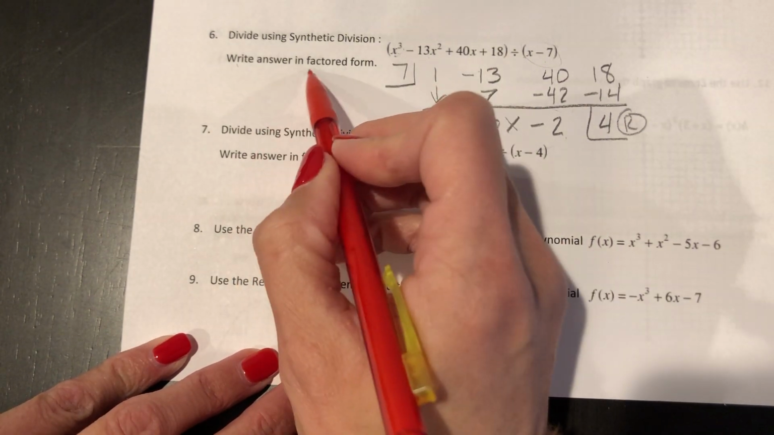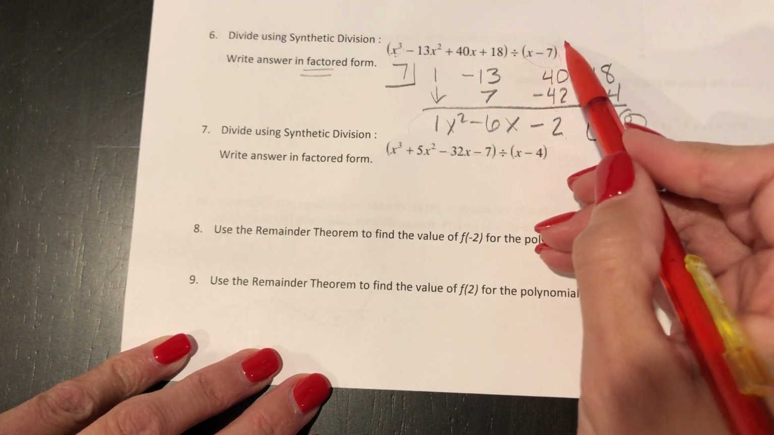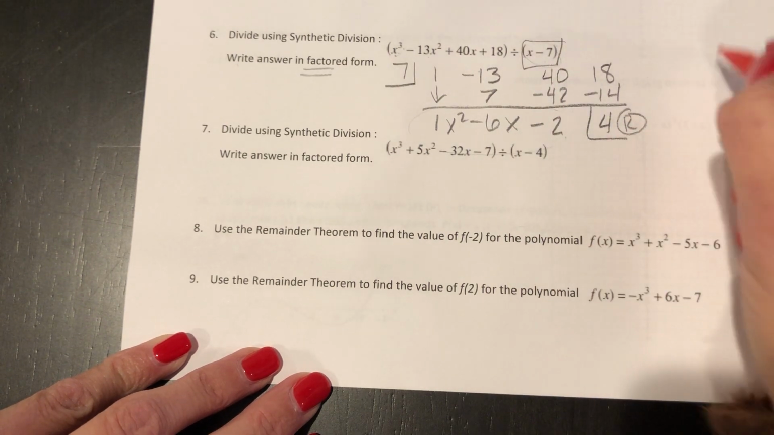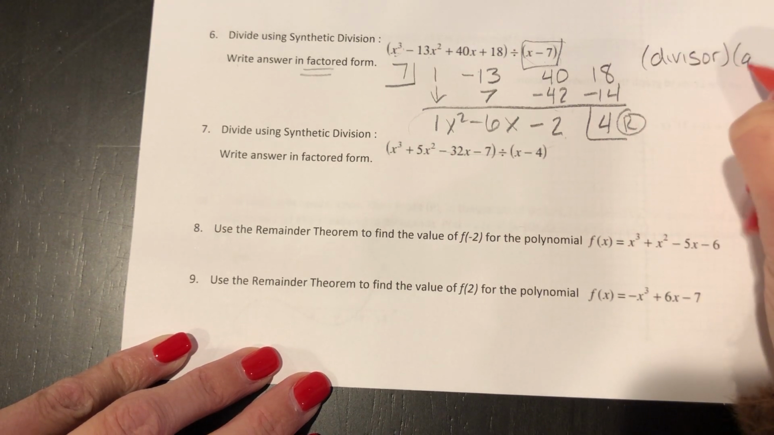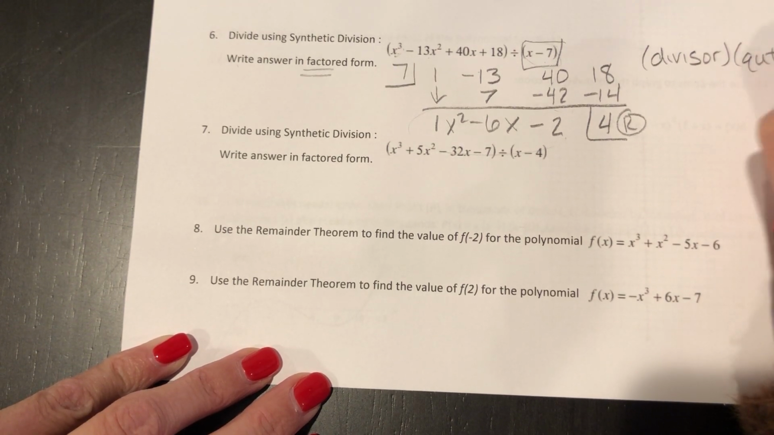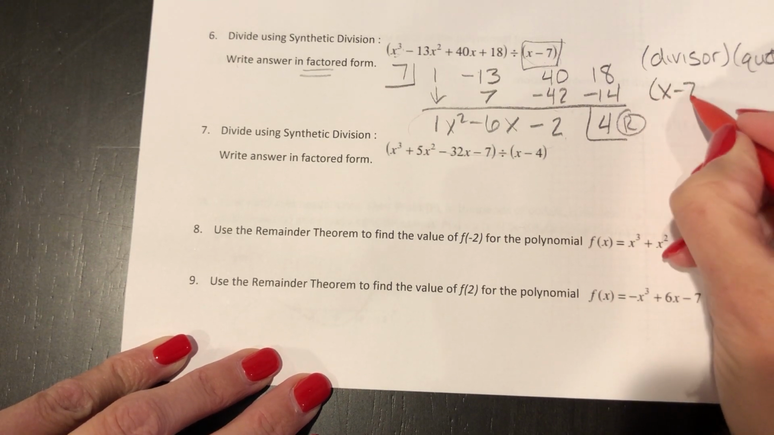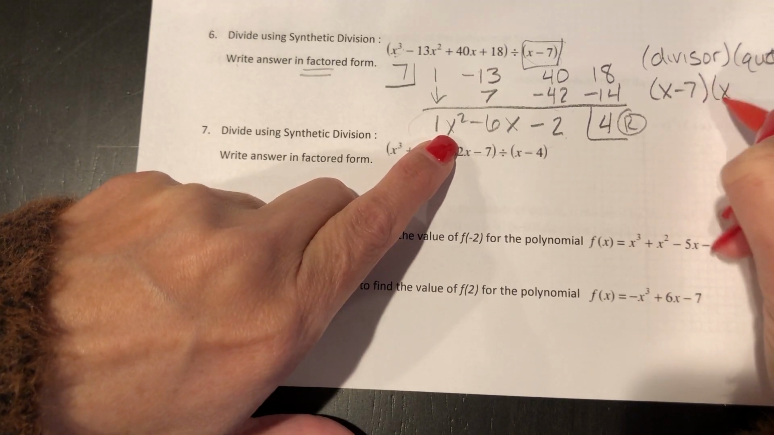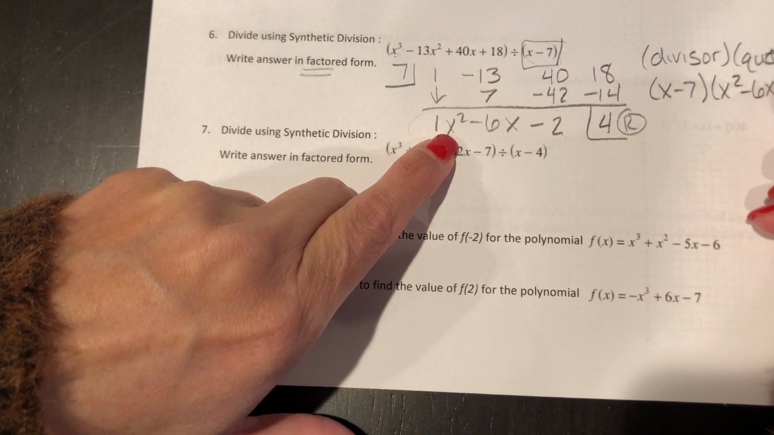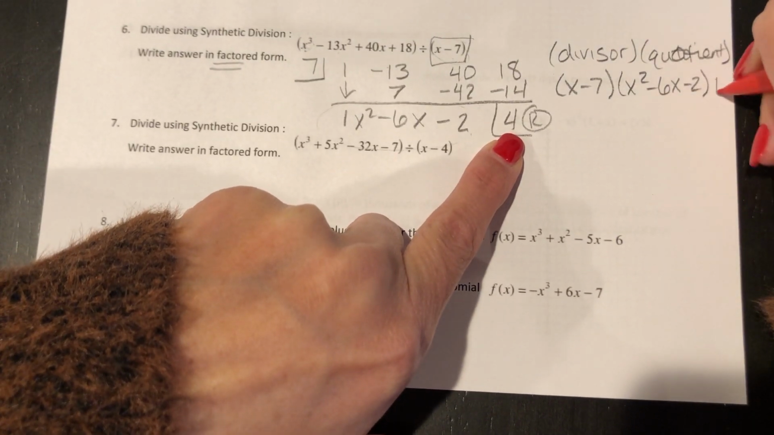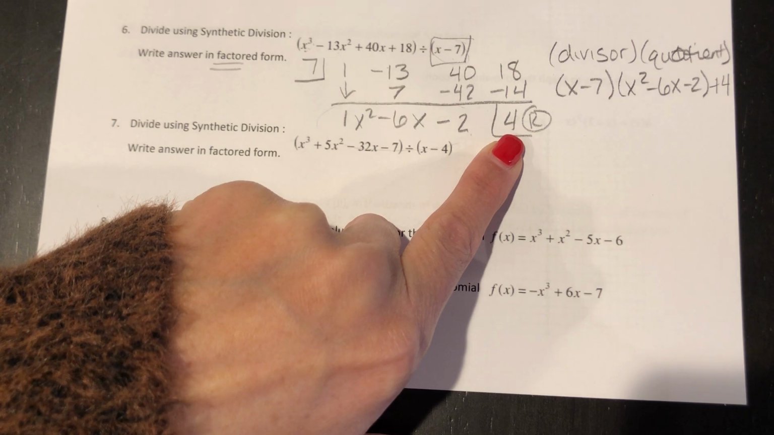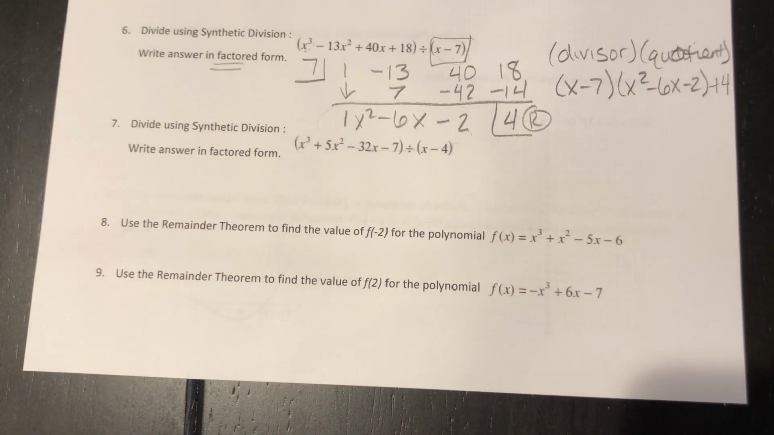So if I want to write this in factored form, I would start with the divisor. So it's divisor times quotient. Okay, so my divisor is the x minus 7. Then my quotient is here, x squared minus 6x minus 2. And then, of course, I have that remainder of 4, so just plus 4 at the end there. Okay, so that's what you're doing for number 7. Let's look at number 8.